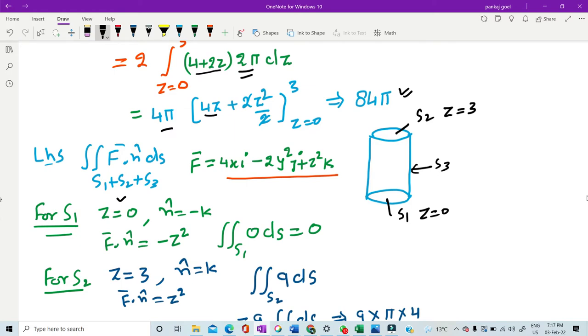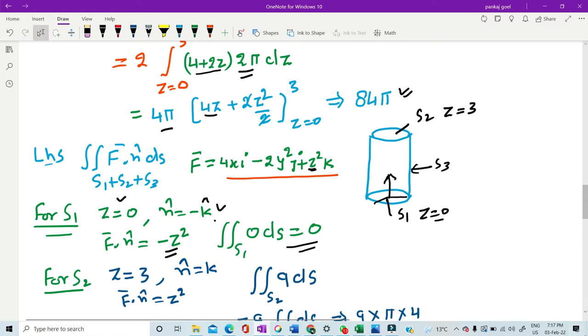n cap. If I take, this is the x-axis, this is the y-axis, this is the z-axis. Above this one is the z-axis. So you can see that n cap, the outward normal, is minus k cap. F dot n cap, if I take n cap this, so z square into minus k into k, that is minus z square. Put z equal to 0, the value of the integration will be equal to 0. Okay. So the first integration for S1 is 0.